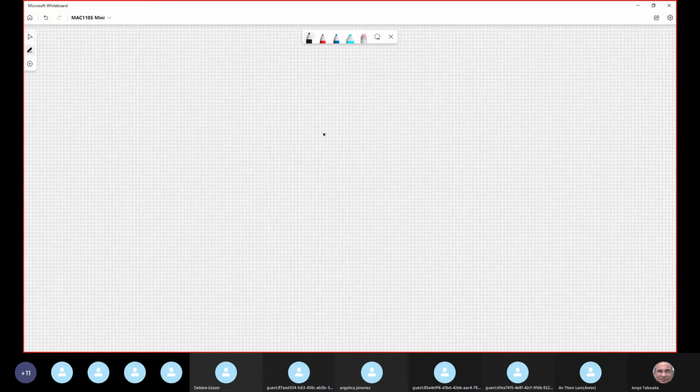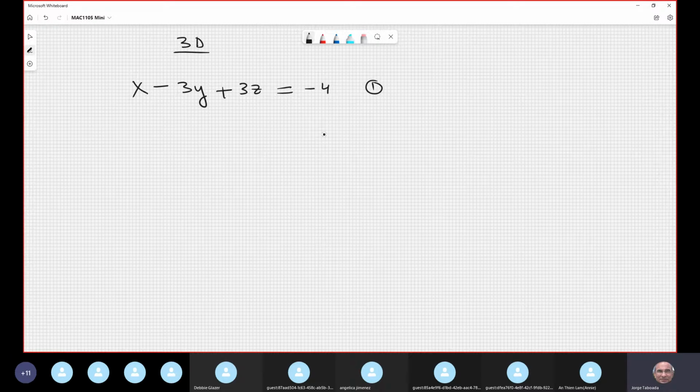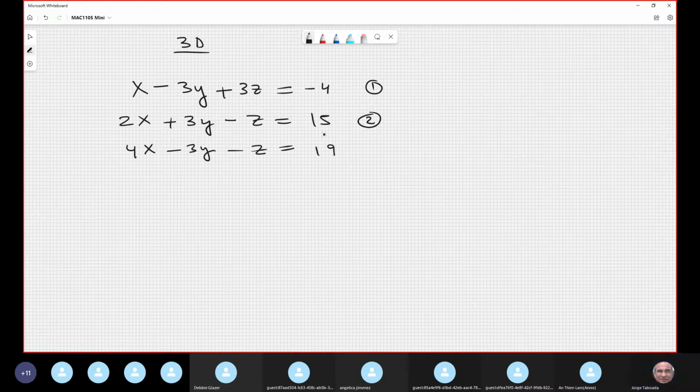Look. x minus 3y plus 3z. We have x, y, and z, 3 dimensions. Equal negative 4. This is my equation number 1. I put a number here for identification: equation 1, equation 2, equation 3. Basically, the problem that we are solving now is the solution of 3 equations with 3 unknowns. Equation 2 equals 15. And 4x minus 3y minus z equals 90. Equation 3. This is the system. You consider it like one mathematical object.